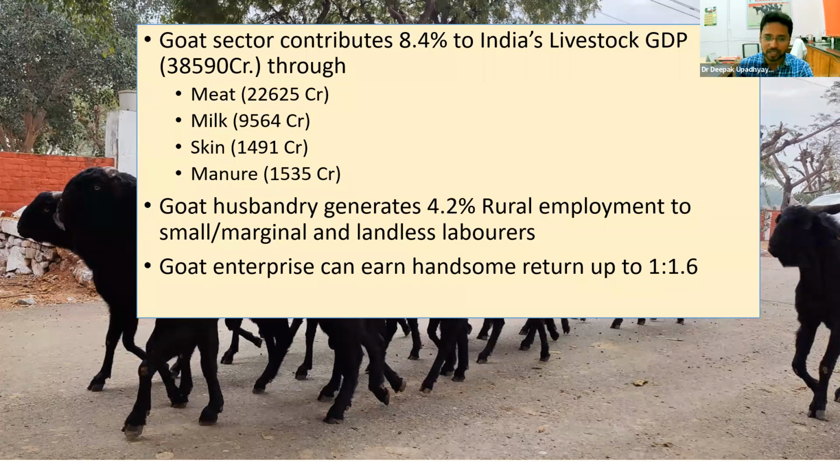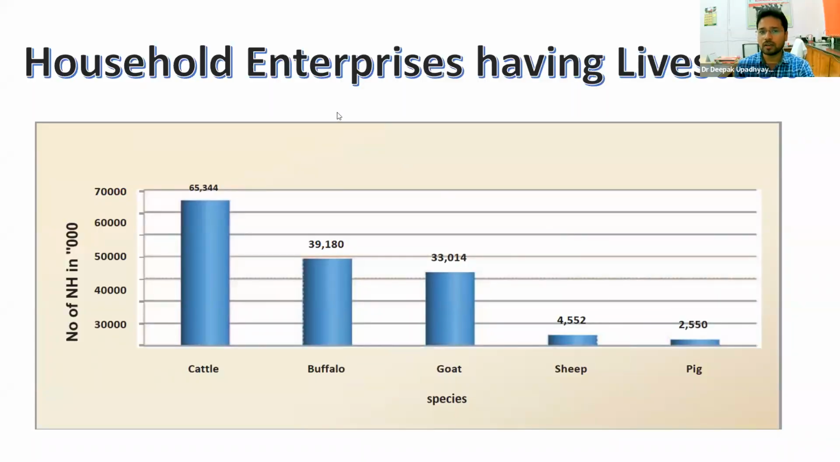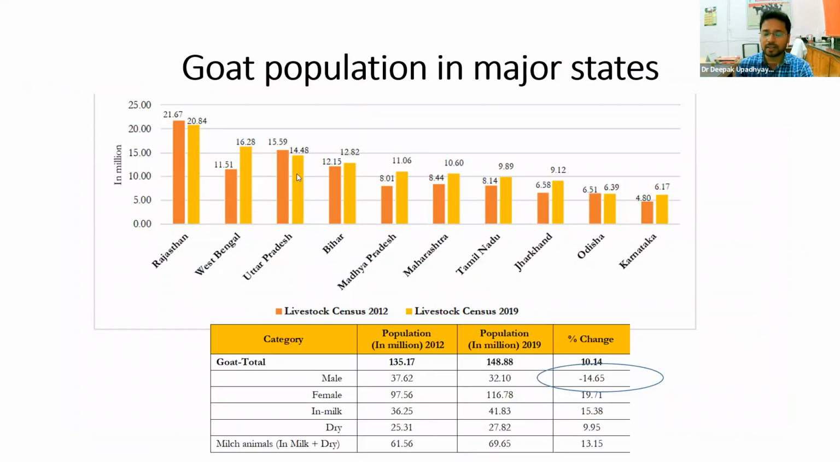That is why new startups and entrepreneurs are focusing on goat farming, because it can earn a handsome return if done on scientific lines. The households holding goats are only after cattle and buffalo; this is the third most commonly reared species in our country. As I said, the goat population is continuously increasing, but there is some difference when we see the different states.